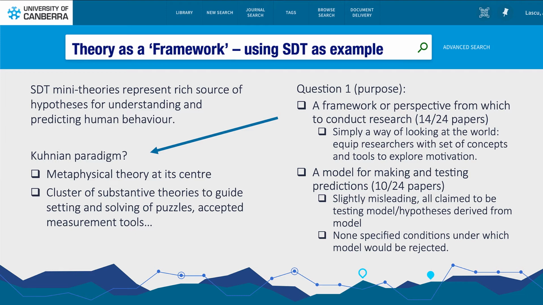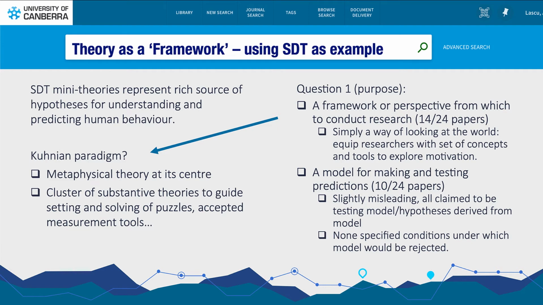The rest of the 10 papers actually claimed it was a model for making and testing predictions, which is actually slightly misleading because they all claim to be testing a model or hypotheses derived from the model, and none specified conditions under which that model would be rejected. So what are they actually testing?